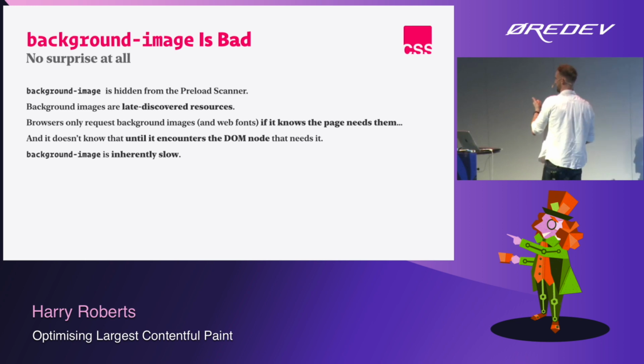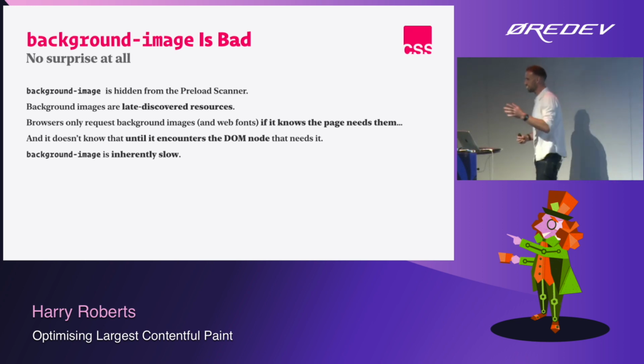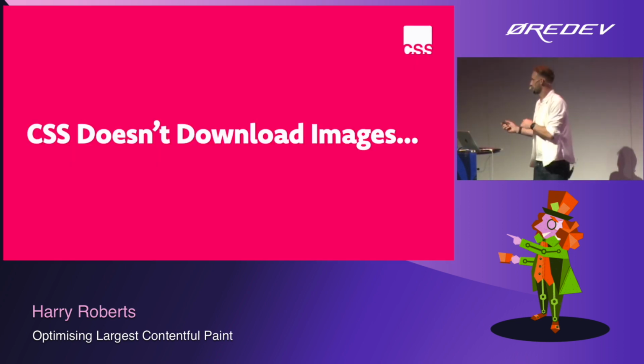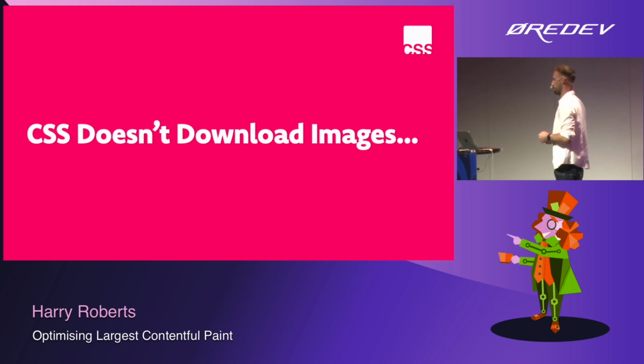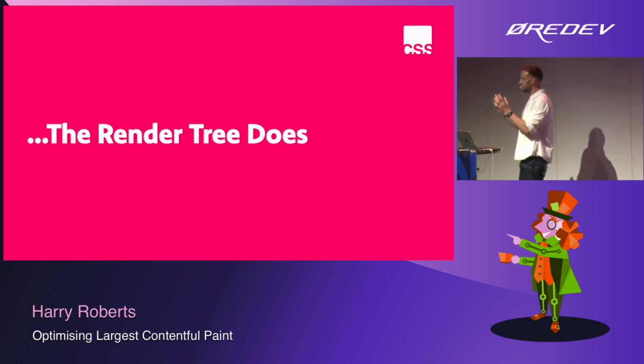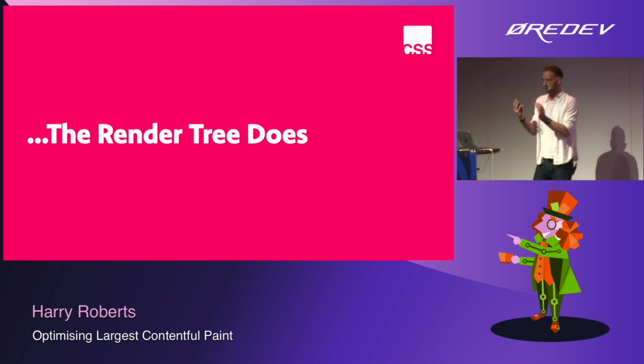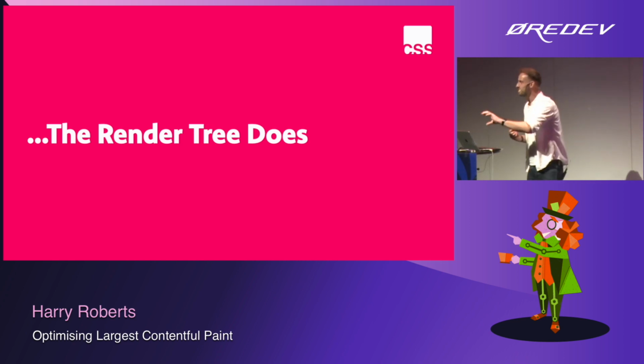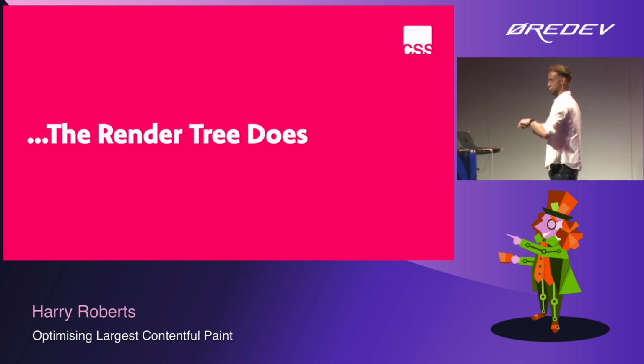So web fonts and background images aren't actually requested by your CSS at all. In fact, CSS does not download background images. The render tree does. So this is a really interesting paradigm where it's not until the browser spots a DOM node that needs that background image that it will dispatch the request. This is where things become really interesting.